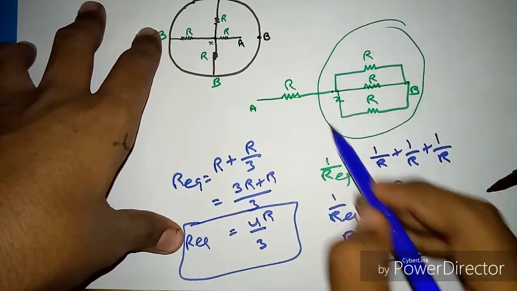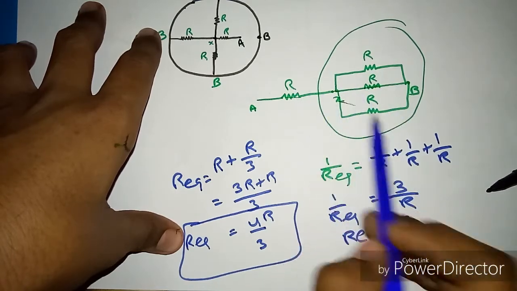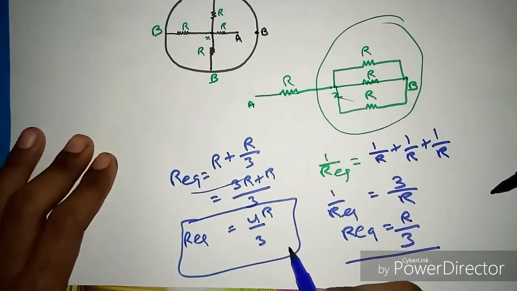First we simplify this, so we get R by 3. Now R by 3 and R is in series, so we just add this and we get the answer as 4R by 3.